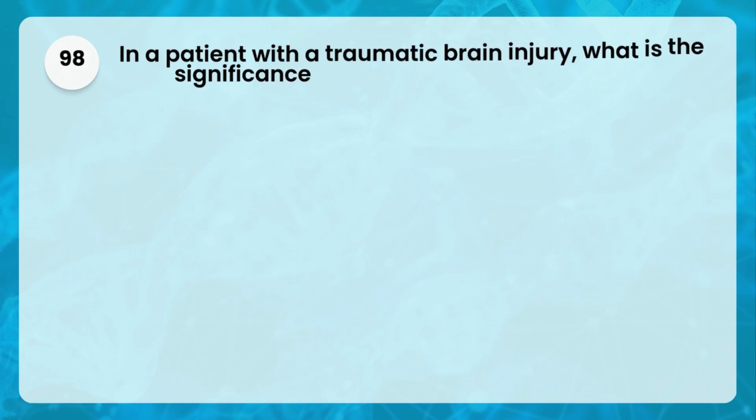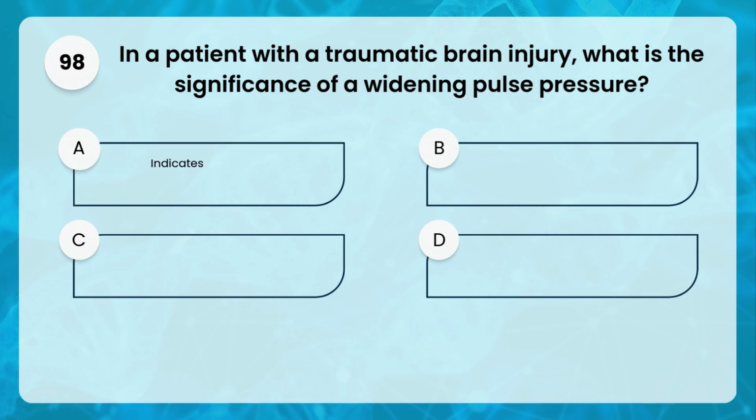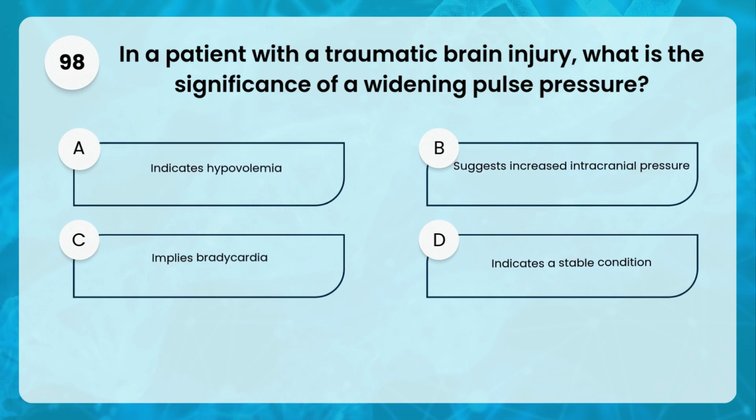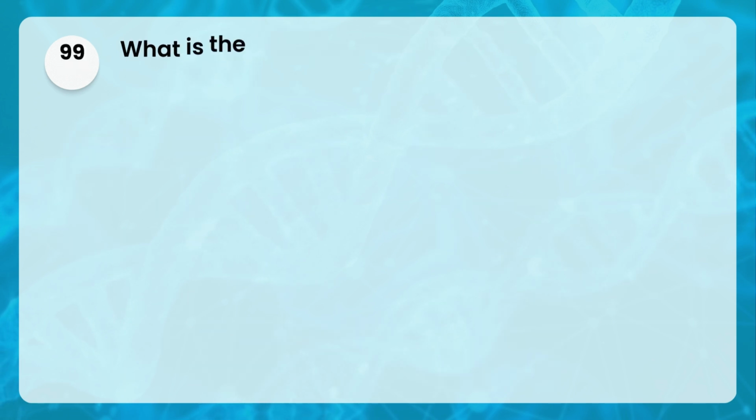Number 98. In a patient with a traumatic brain injury, what is the significance of a widening pulse pressure? A. Indicates hypovolemia. B. Suggests increased intracranial pressure. C. Implies bradycardia. Or D. Indicates a stable condition. The answer is B. Suggests increased intracranial pressure.